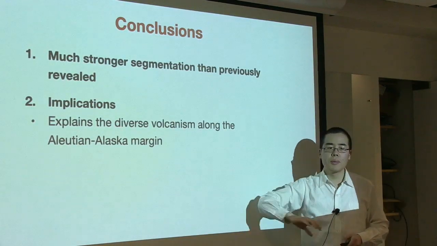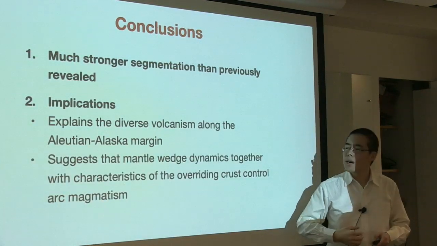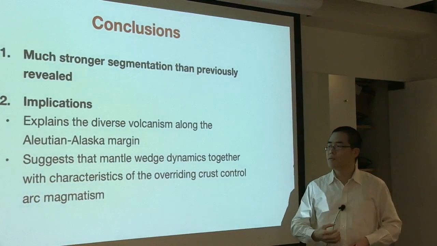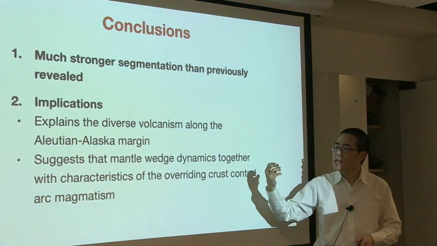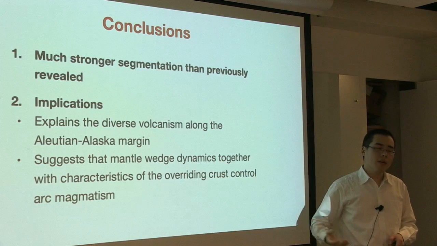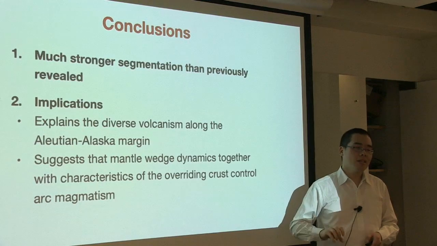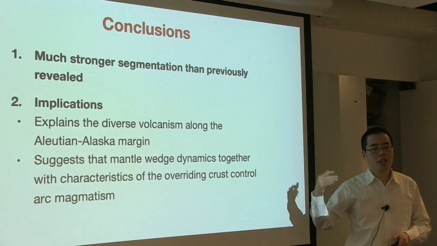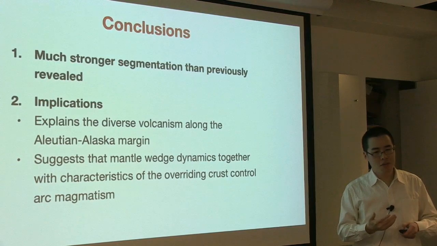It explains the distribution of different volcanoes, different patterns, and it also suggests that to understand the arc mechanism, we need more than just the slab geometry, whether a flat slab or a normal slab. We also need to consider the effects from mantle dynamics and the characteristics of the overriding crust, which may or may not be related to the subduction geometry. So this is our study, and I'm happy to answer any questions if you have them.